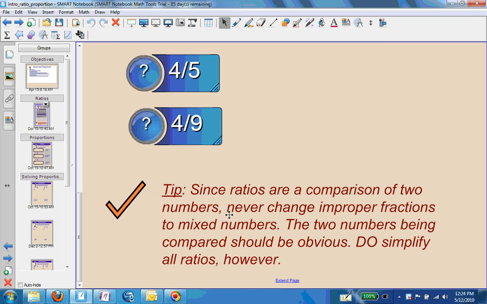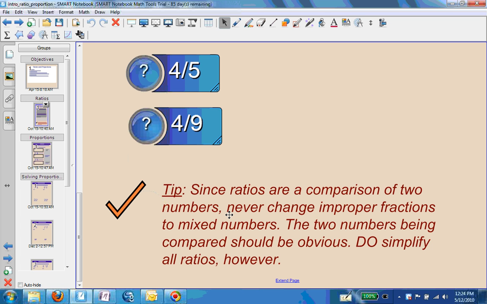So there's a couple of tips in working with ratios. First of all, since ratios are a comparison of two numbers, you never change the fraction to a mixed number. You always want to leave it as an improper fraction.